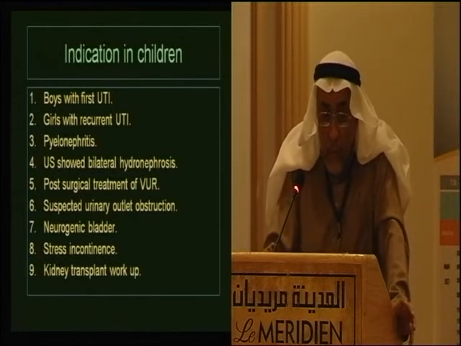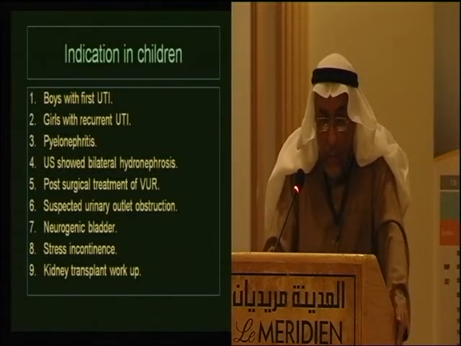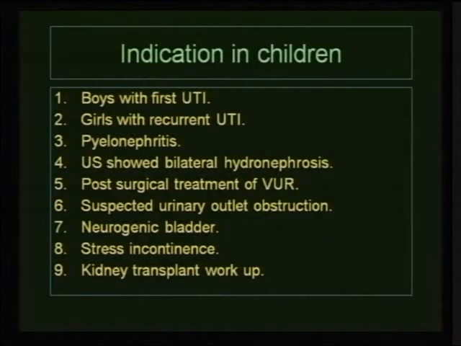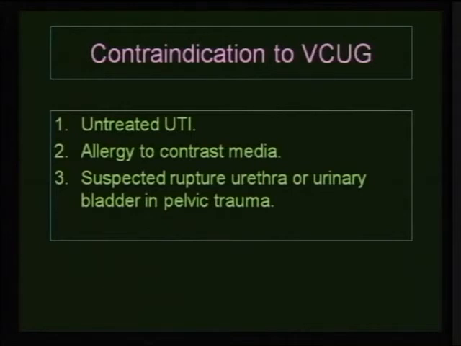What is the indication of doing VCUG in children? Boys for the first urinary tract infection, girls if they have recurrent urinary tract infection, pyelonephritis, if there is hydronephrosis by ultrasound, if the VCUG was treated before surgically and you want to check if it is successful, and if there is urinary bladder outlet obstruction, neurogenic bladder, stress incontinence, and before transplant. What are the contraindications? If there is urinary tract infection, if there is allergy to contrast media, or if there is rupture of the urethra or bladder.